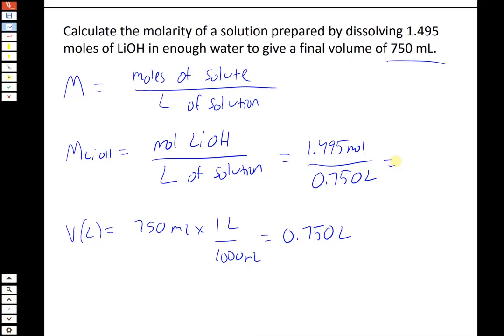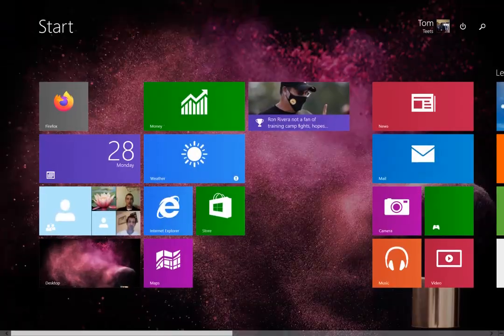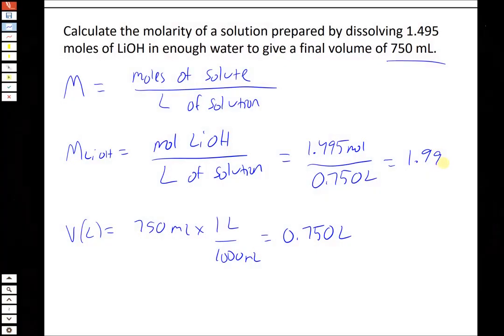I think this comes out to 1.99. Let me double check that. Yeah, so this comes out to 1.99 molar. I don't know if this is multiple choice or numerical, but whatever the case is, this is the answer that you would put into Blackboard, 1.99. Okay, so that's how we calculate molarity, in this case as straightforward as it comes, because you were just given the number of moles.